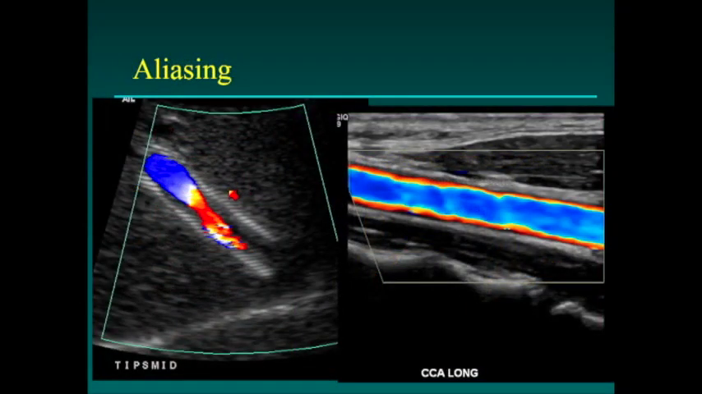So aliasing is not limited to spectral Doppler. Of course, it happens in color as well. And the way you know that you're looking at aliasing is that when you do get that color change, it's going through a white line, not a black one. The black one is true flow reversal. A white line indicates aliasing.